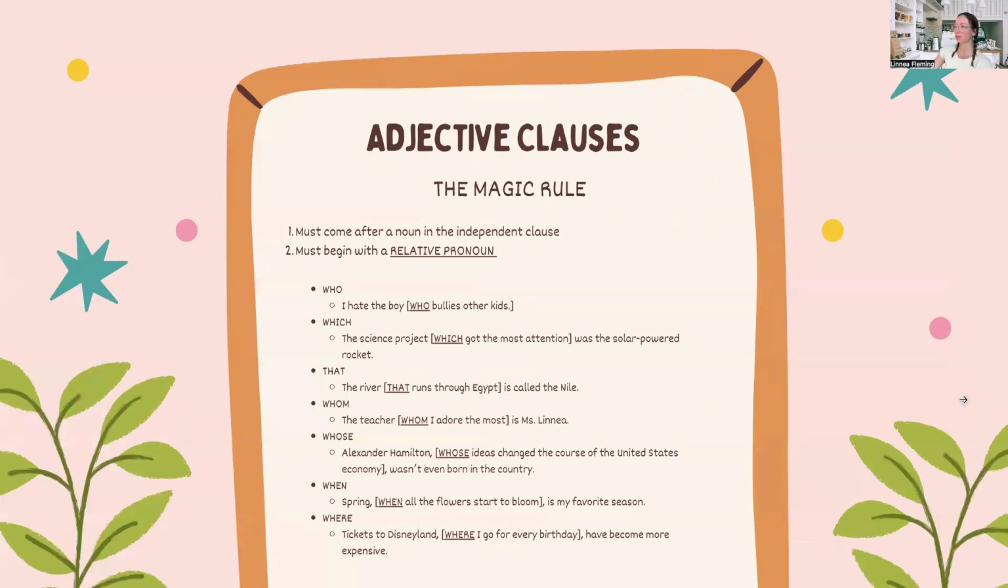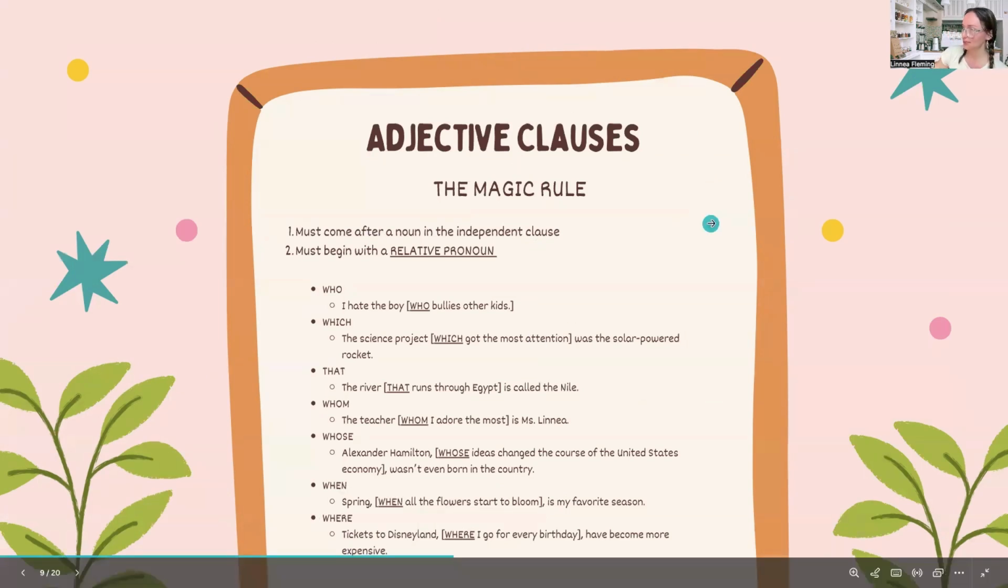There's a magic rule for creating adjective clauses. Number one, it must come after a noun. It must come after a noun and it's going to be describing that noun. And it must begin with something called a relative pronoun. I've put all the examples of relative pronouns here. Who, which, that, whom, whose, when, and where.